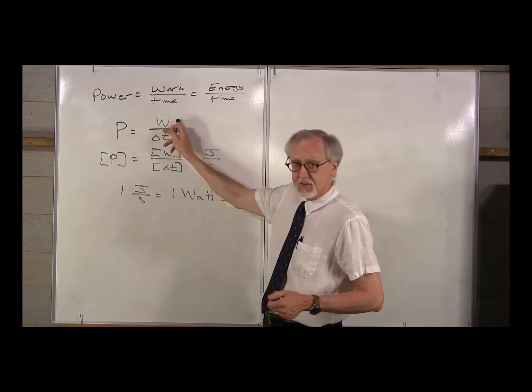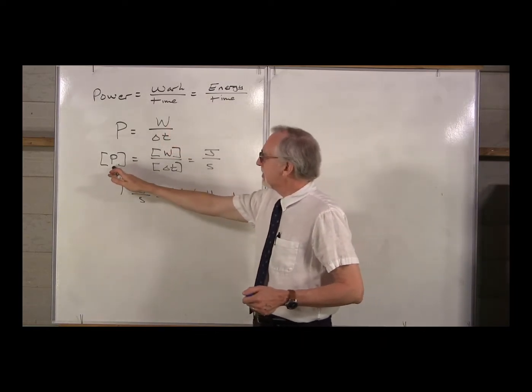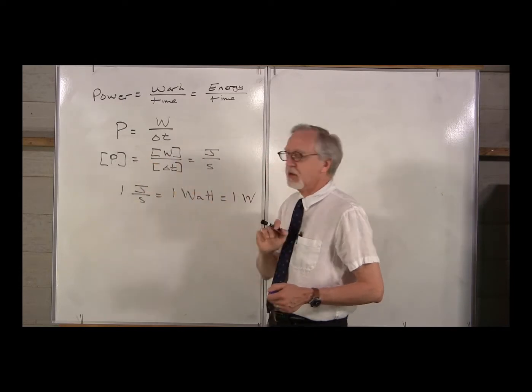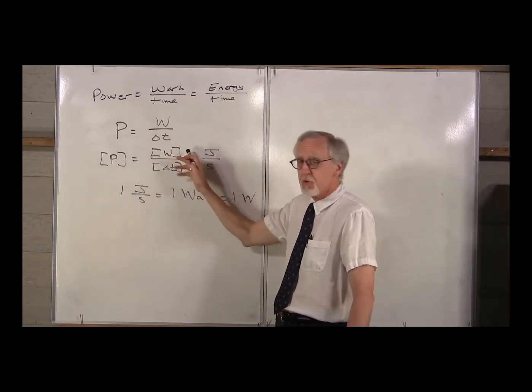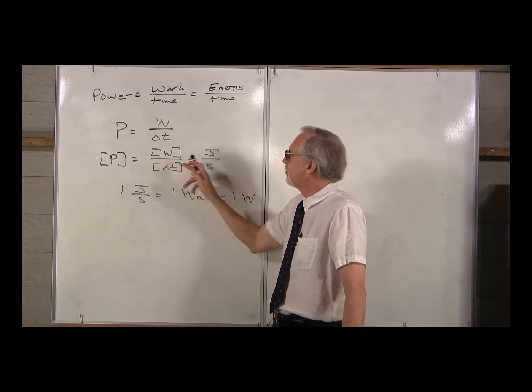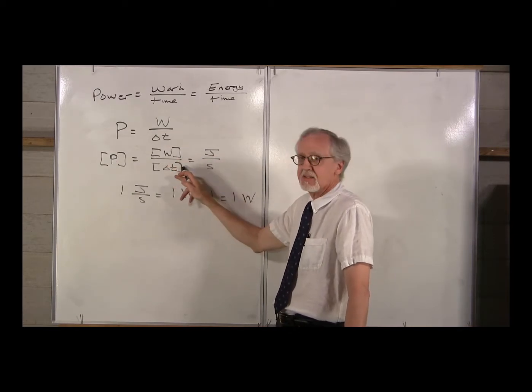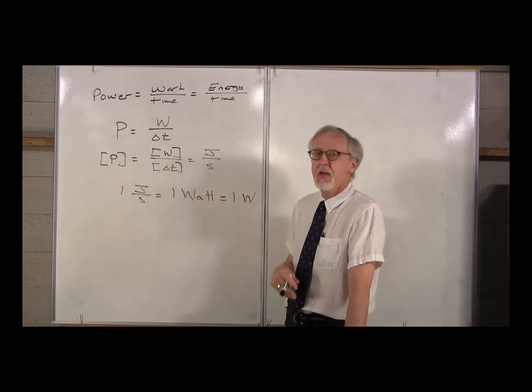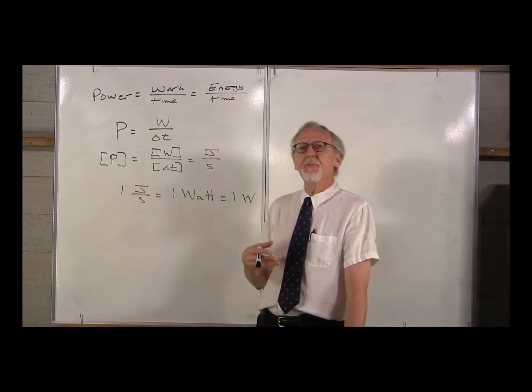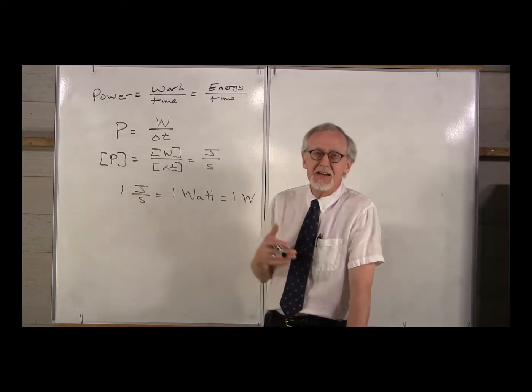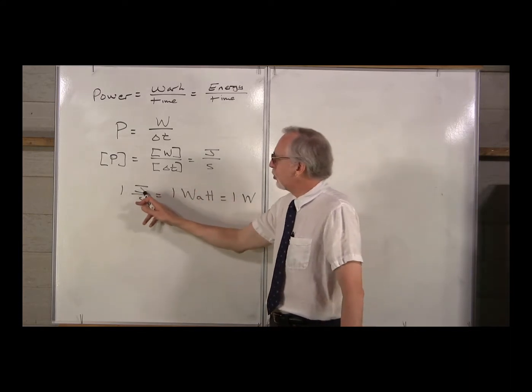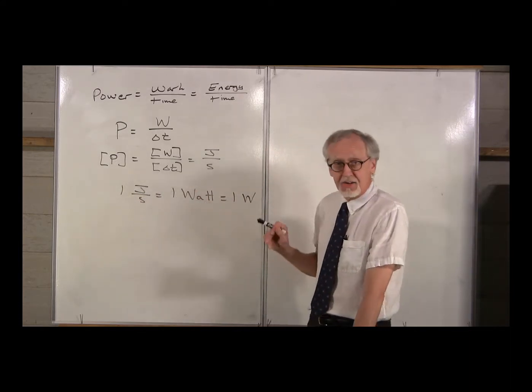Remember, that's work in this case, not weight. The units of power are then the units of work over the units of delta T. The units of work, remember, not weight, are joules. Units of delta T, seconds. Joules per second. And again, that combination of units is something that we will see so often that it has its own name. 1 joule per second is a watt.